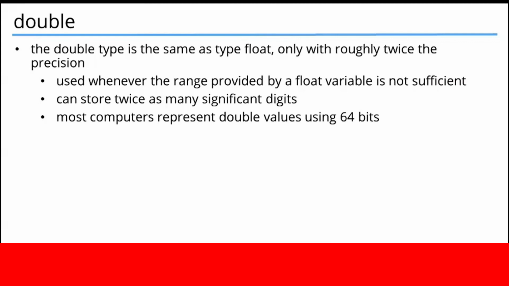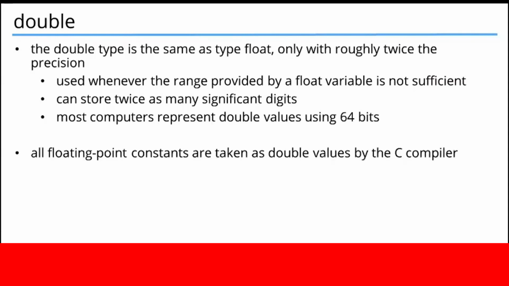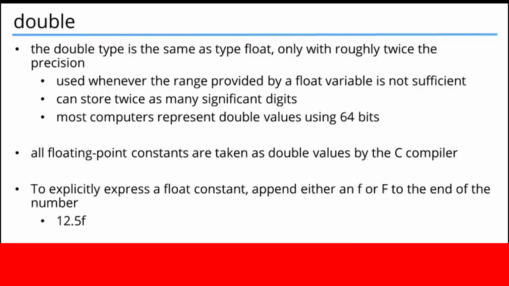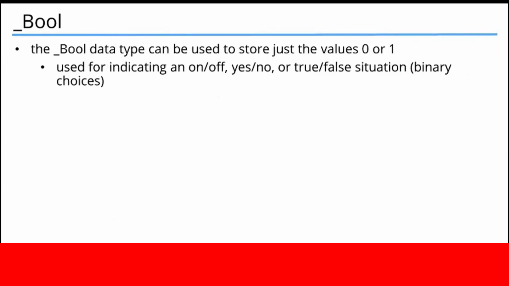The way you create the variable is you use the double keyword before naming the variable. All floating point constants are taken as double values by the C compiler. So that's by default. If you specifically want to make something a float, you just add an F at the end of it when you assign it. To explicitly express a float constant, you put the F there, like 12.5F.